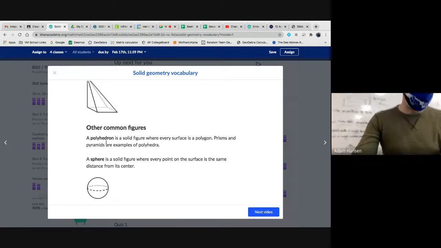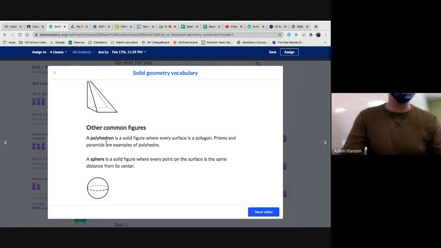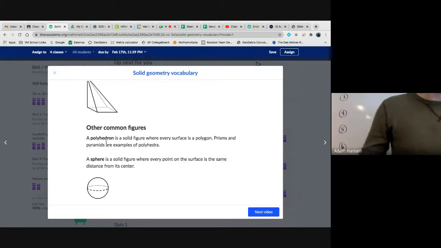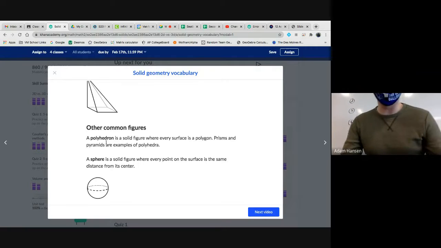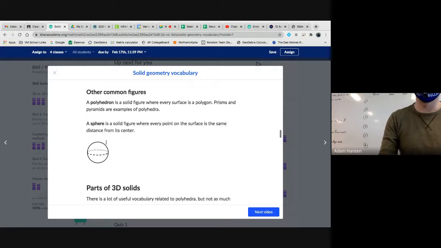There's one last type of three-dimensional solid we're going to look at throughout this unit, and it's called a sphere. Like a baseball or a basketball, pardon me. A sphere is a three-dimensional solid where every point on the object is the same distance to the center. Kind of like a baseball or a basketball or the globe. It's a sphere.